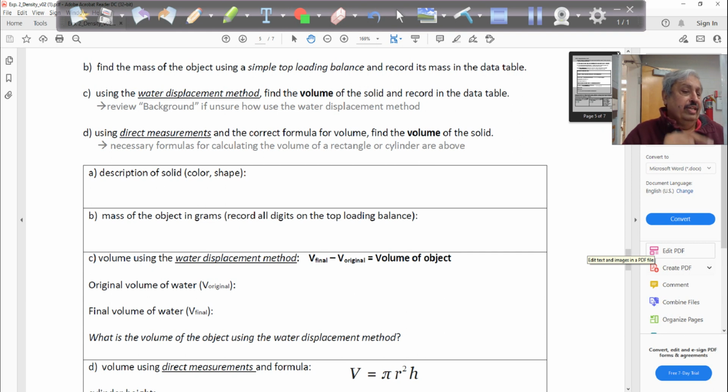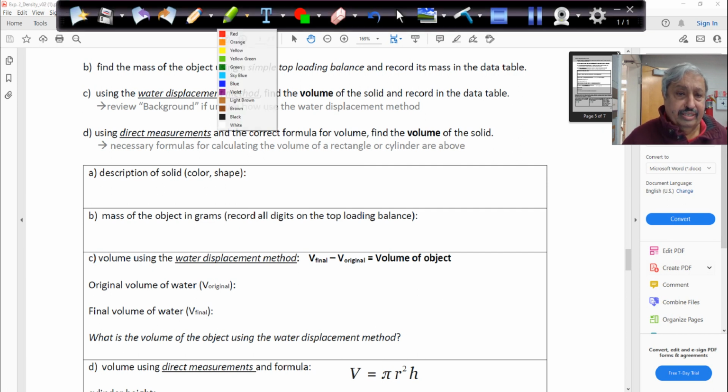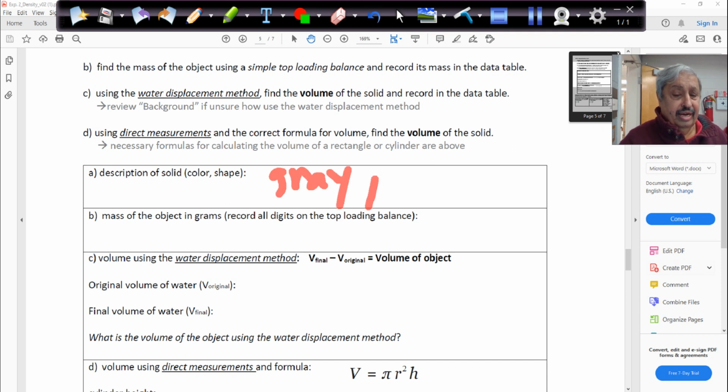The difference in the displaced H2O, final reading minus initial reading, will give me the volume of the cylinder. I have the mass, I have the volume from the displaced H2O. Mass over volume will give me the density of the cylinder, correct? That's the first method. The second method, guys, look at this. First, you come here and describe all this stuff. You describe the solid. It's a cylinder, correct? Color is gray or shiny gray.